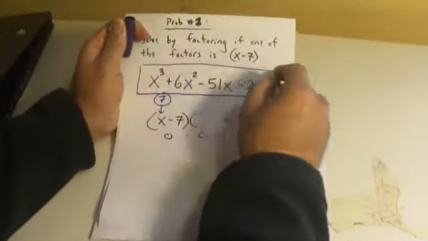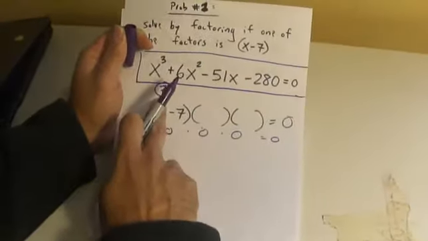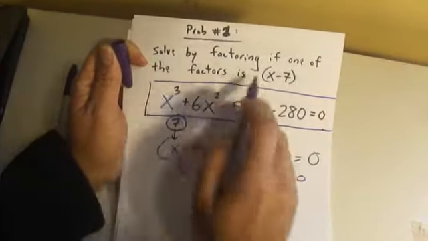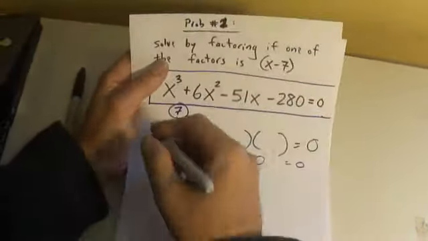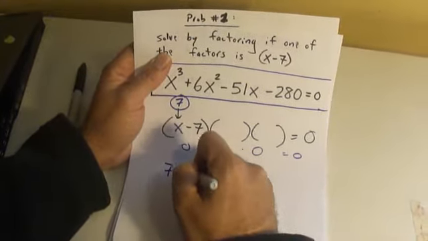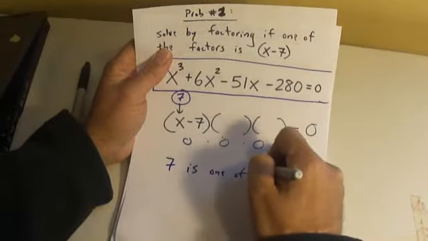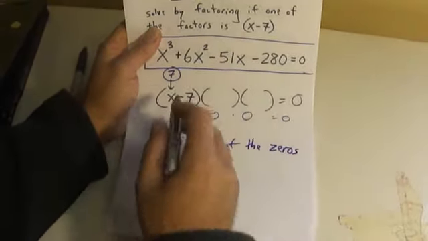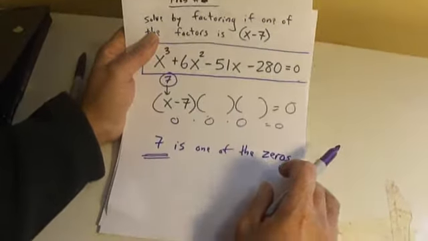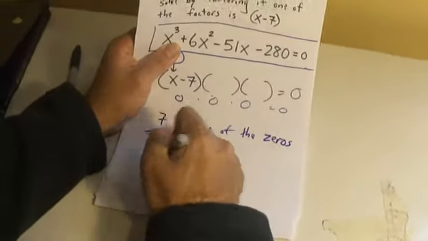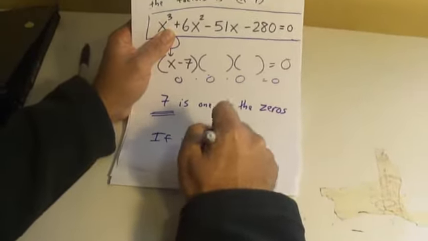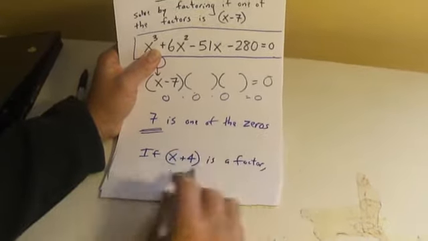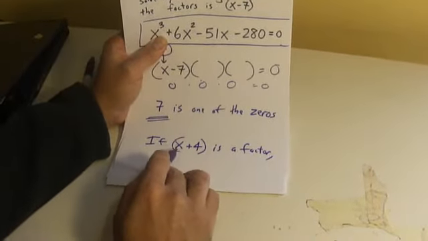So what we call that solution is a 0, because that's a number that would make this turn into 0. If x minus 7 is one of the factors, then that means that 7 is one of the zeros. 7 is a 0 because x minus 7 is a factor. If x plus 4 is a factor, we don't know that, but if it is, do you know what the number would be that would go in there to make it go to 0?